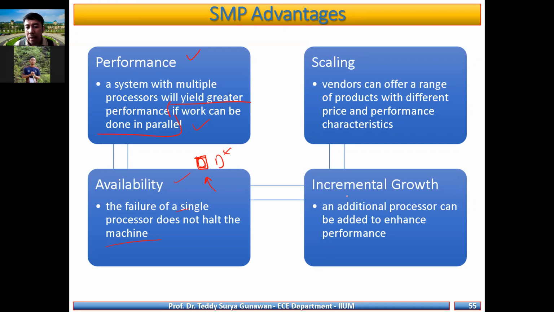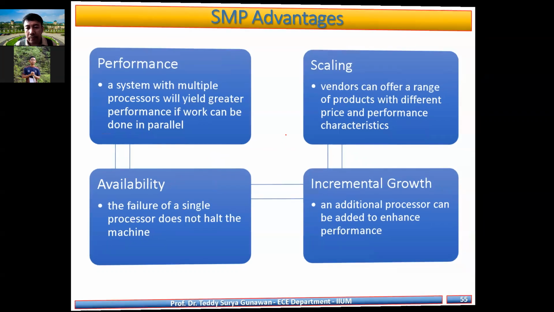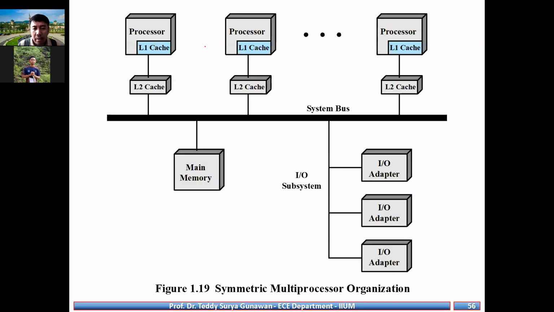Incremental growth: because you can add, there is also scaling. You can add over time. You buy a motherboard with two sockets, buy one processor first, and then buy another if there is some requirement, more customers and so on. Something like this: you have L1, L2, L1, L2, L1, L2, and then you have main memory. You have IO here, going to the IO adapter and so on. So this is if you have SMP.